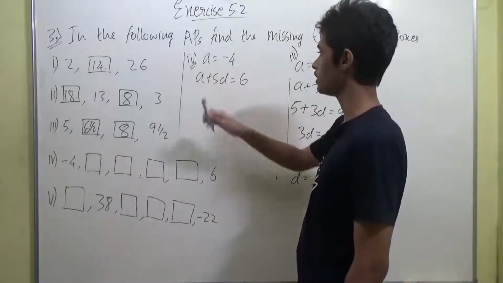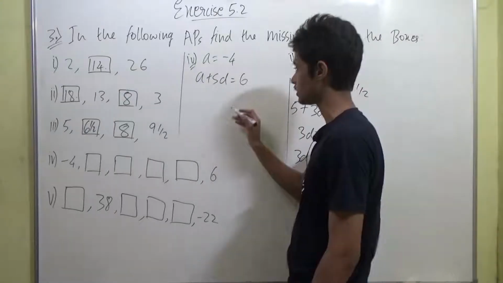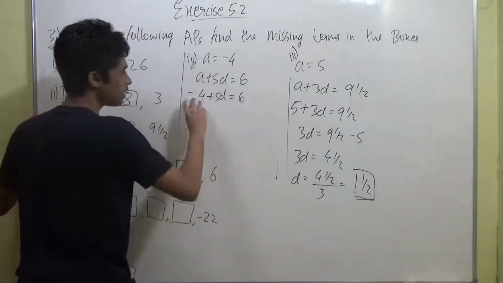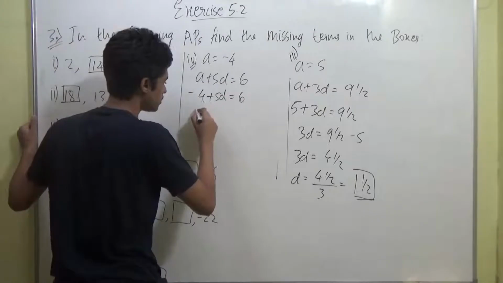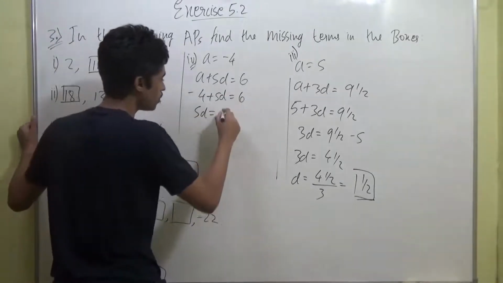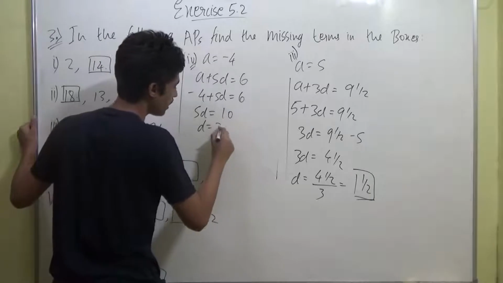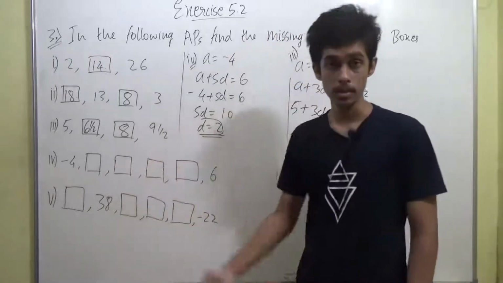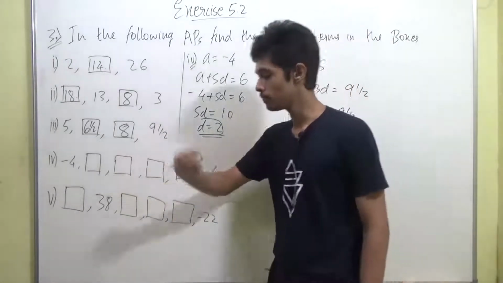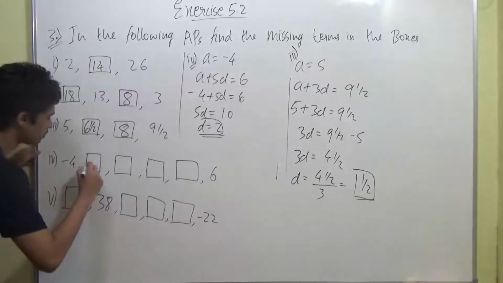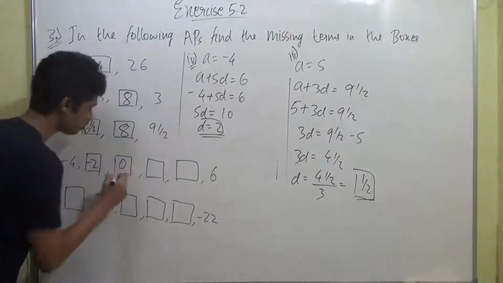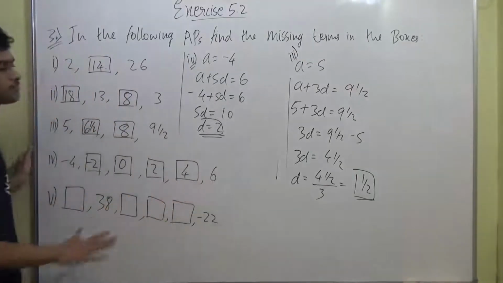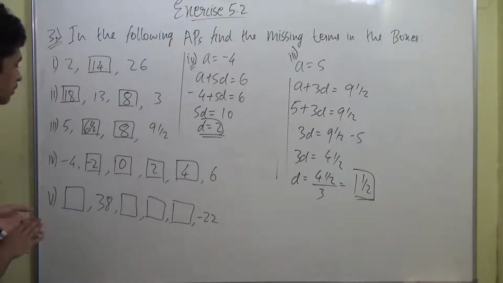I'll put this value of a here. It will become minus 4 plus 5d equal to 6. That time I'll take minus 4 to the RHS. It will become 5d equal to 6 plus 4, 10. d will become equal to 10 by 5, that is 2. Now what we have to do is keep adding 2 to each subsequent term in an AP. So it will become minus 4 plus 2, which is minus 2. Minus 2 plus 2, 0. 0 plus 2, 2. 2 plus 2, 4. 4 plus 2, you are getting 6. Getting it, guys? So this was your fourth sub question.